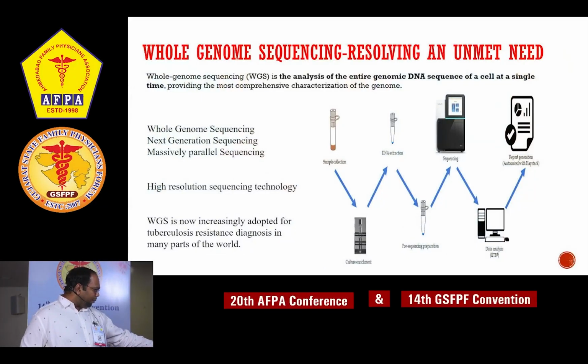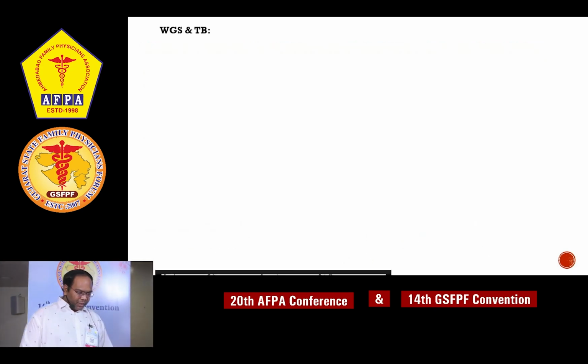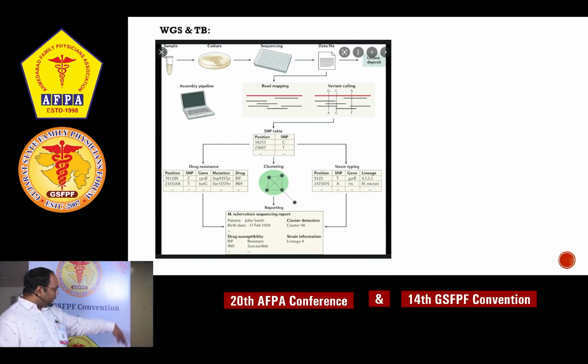In that, we have to collect the sample. In pulmonary cases, we have to collect the sputum sample and send it to the lab. They will culture it and extract the DNA. Then the fourth part is preparation of the DNA extraction. In the sequencing, they will check the previous data and say that this drug is resistant. So DNA sequencing is the final report. So this is the report that we can get by whole genome sequencing.